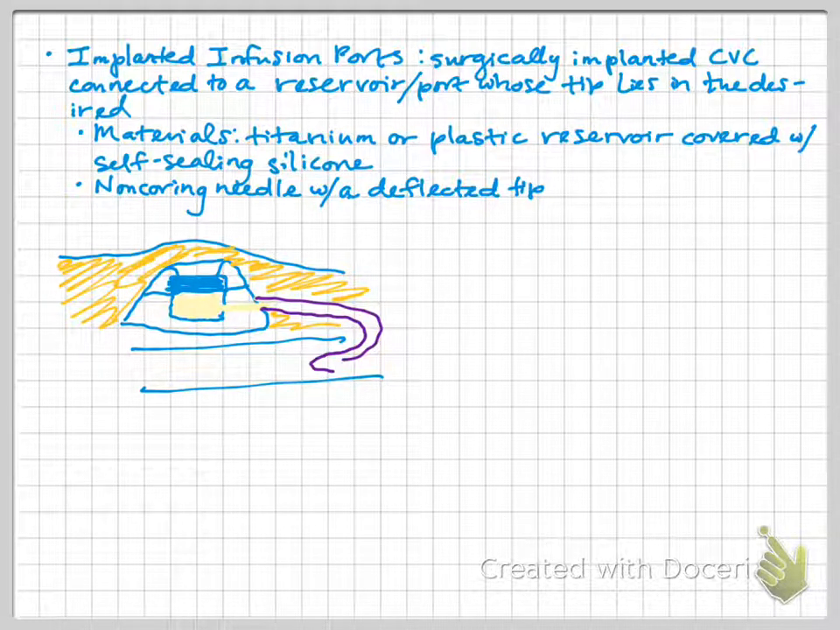Usually to access a port, you need to be checked off on that. Back in the day, you used to have a certification, but it is a sterile procedure to access a port, obviously, because it's going into the vascular system, and you don't want to pass any bacteria into that area. So what'll happen is the drugs are placed into this reservoir right in here. And then through direct injection, that Huber needle is deflected at the end so that it doesn't core through the silicone.